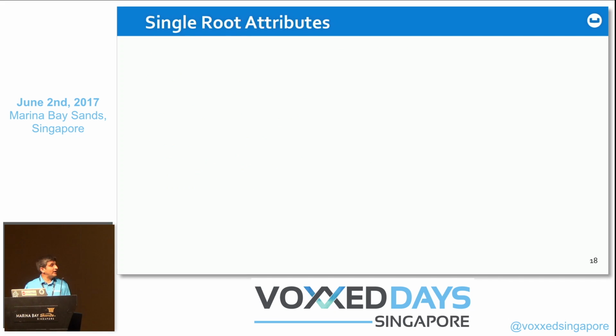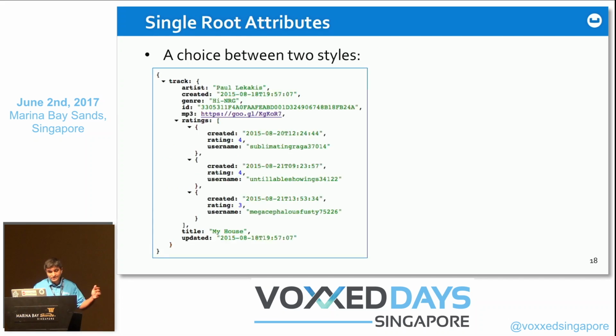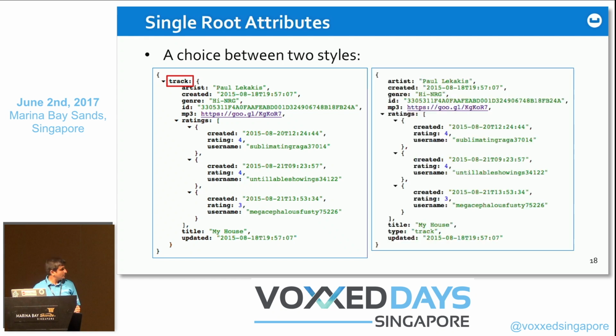So what's the single root attribute versus type documents? Let's talk about these two styles. Look at this JSON document, which is a track document. The root element of the JSON document is track, and everything is within the root element, that is track. The next way of doing that is to have everything in a flat structure, but have an additional attribute called type, with the value track. Makes sense? So these are two different choices. I don't say this is better over that.